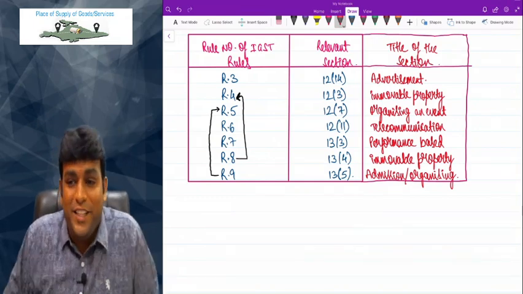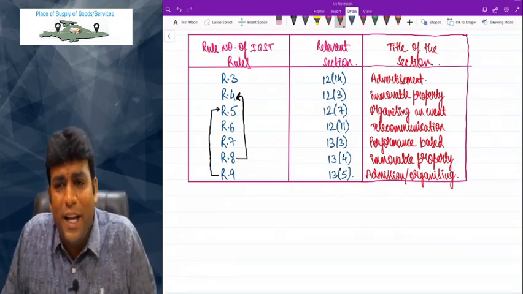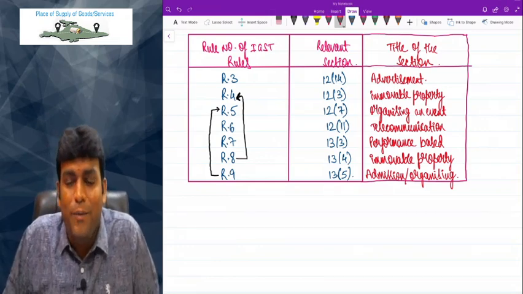That's all. Take a table like this so that next time when you look at any of these rule numbers, you will be able to tell the answer directly.